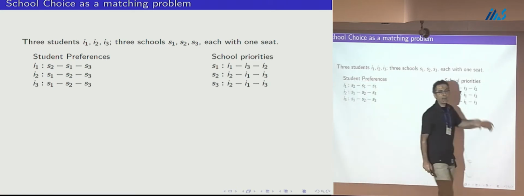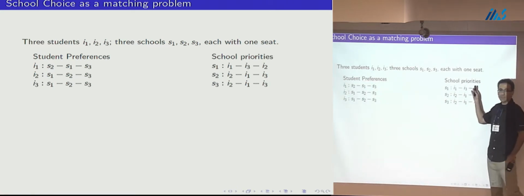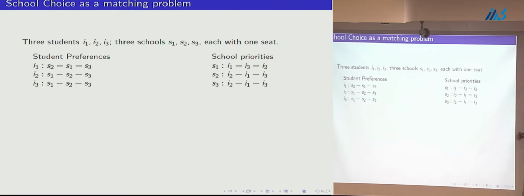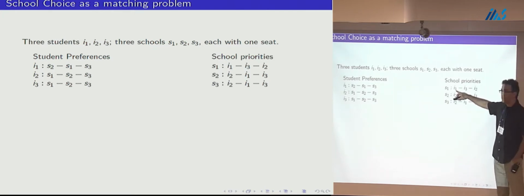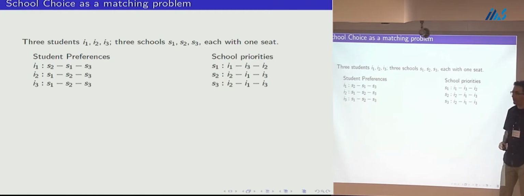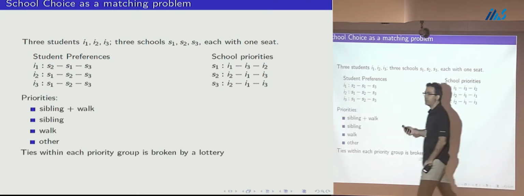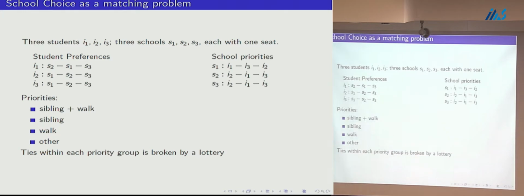Schools may also rank students. I will call them priorities, but they may also reflect school preferences. In this case, school 1 ranks student 1 the highest, then 3, then 2. And where do these priorities come from? Well, most of the time, these are given exogenously.